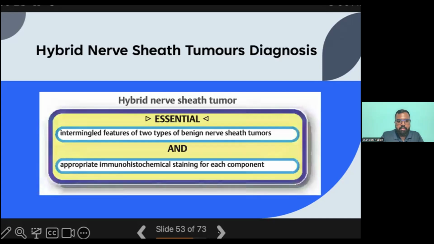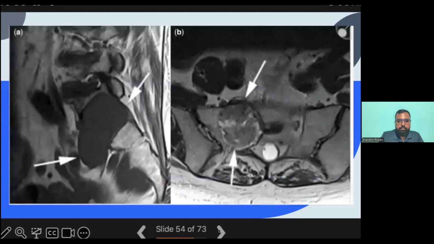For the diagnosis, it is essential to have intermingled features of two types of benign nerve sheath tumors and appropriate immunohistochemical staining for each component. Images here show a 75-year-old female who presented with right leg cramps. Sagittal T1 weighted image and axial T2 weighted image show a well-defined lobular lesion expanding and remodeling the right S1 ventral nerve root. The features are consistent with benign peripheral nerve sheath tumor, histologically confirmed schwannoma-perineurioma.